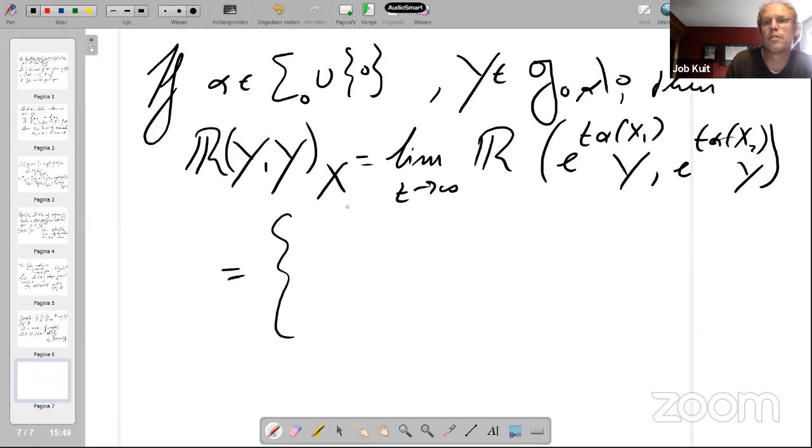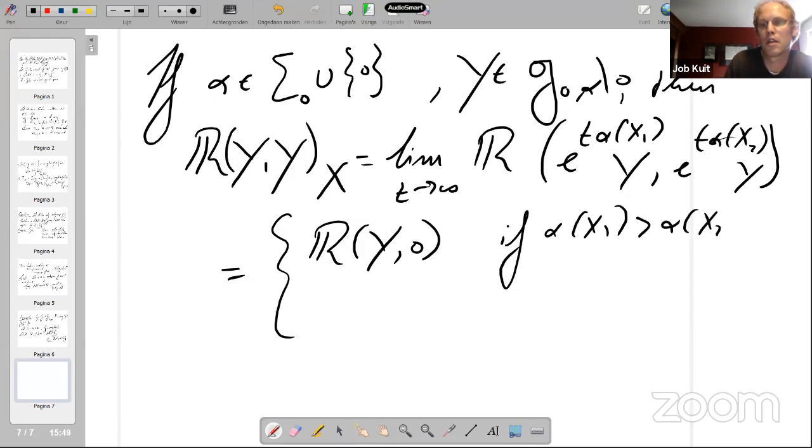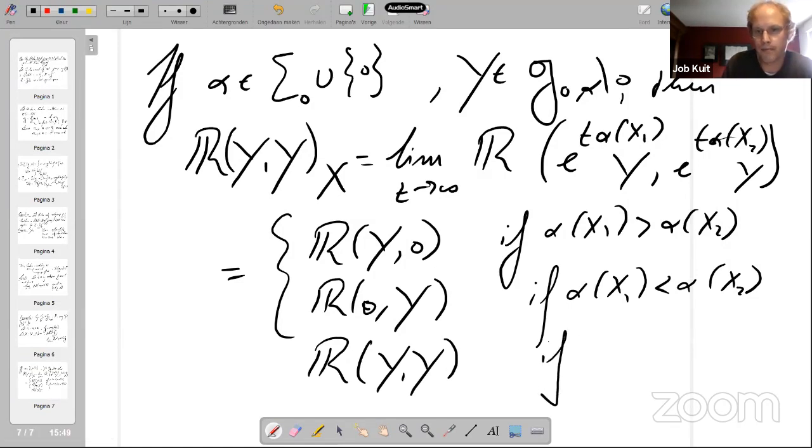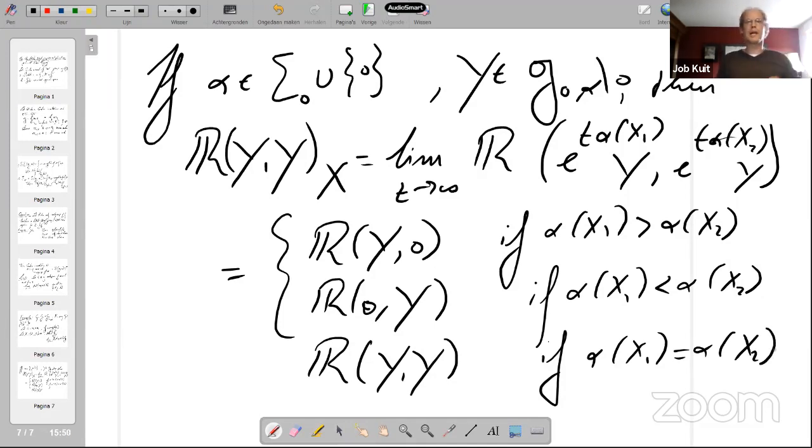So now there are three possibilities. If alpha of x1 is larger than alpha of x2, then the first component is going to win, so I get the line through y comma 0. It could also be the other way around. If alpha of x1 is smaller than alpha of x2, then I get the line through 0 comma y. And if they're the same, then it's just a simultaneous scaling, which is absorbed in the line. I mean, it's a line after all. So then I just get the diagonal. Okay, so now I know what happens to these lines, and this tells me that I already know actually a large subspace of this limit.